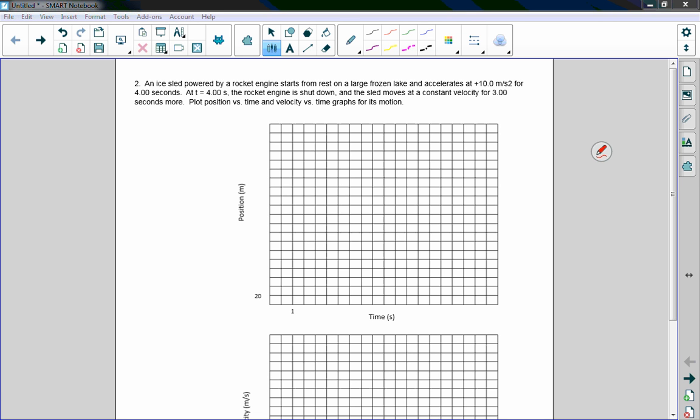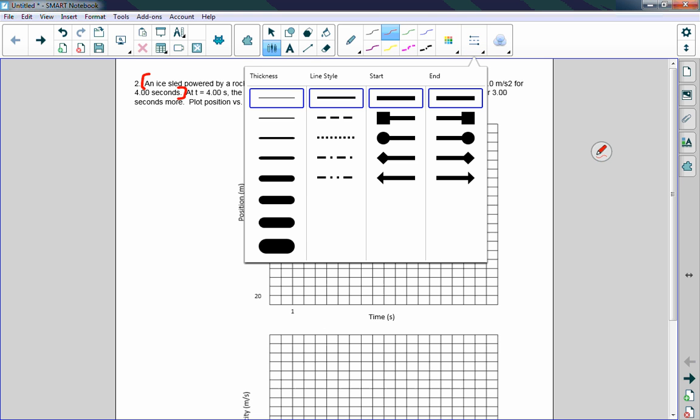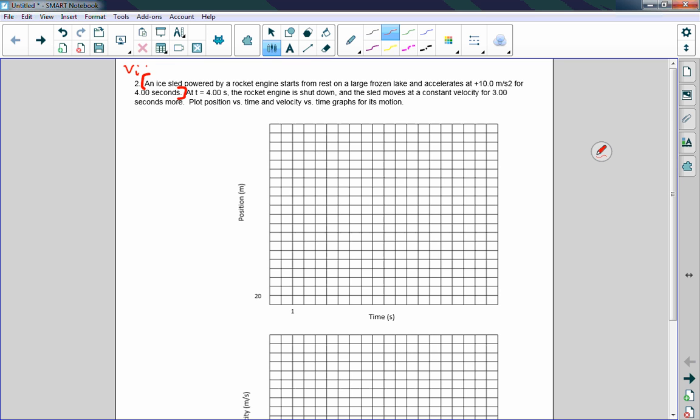Here's the problem we started in class, but I'm going to graph the first sentence of it now. So we were looking at this portion and we had written down the givens, but I'm going to have to write them again. So bear with me here. We had written that the initial velocity is 0 because it starts from rest. We know the acceleration is 10 meters per second squared, or 10 meters per second every second. And this part where it's accelerating lasts for 4 seconds. That's what we know from the first part.